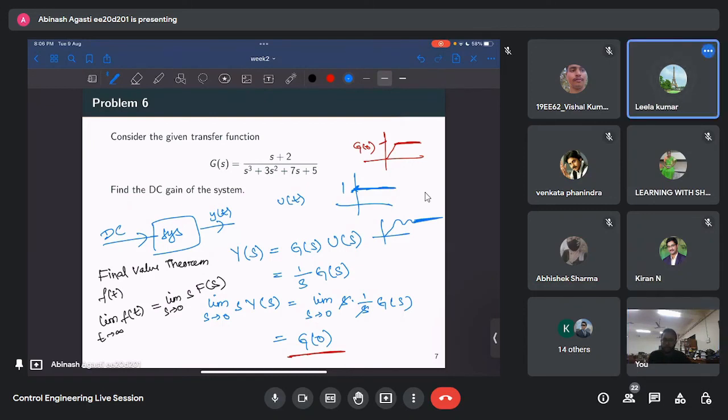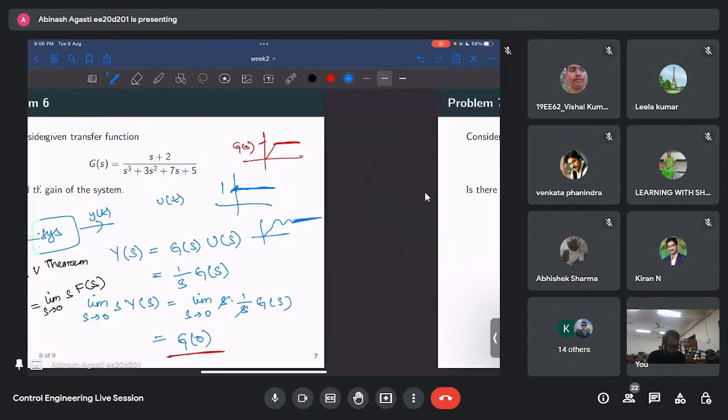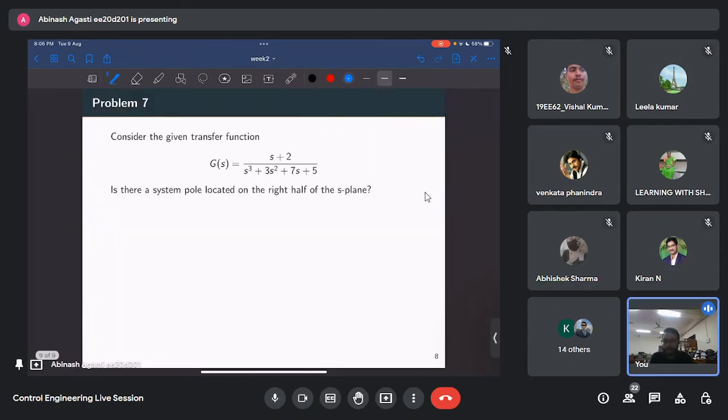Thank you. So just one final thing, maybe you guys can try this. Is there a system pole located on the right half plane? It is the same transfer function. So maybe you guys can try this. What are the poles of the system? So for finding poles of the system, we equate the denominator with 0. S cube plus.